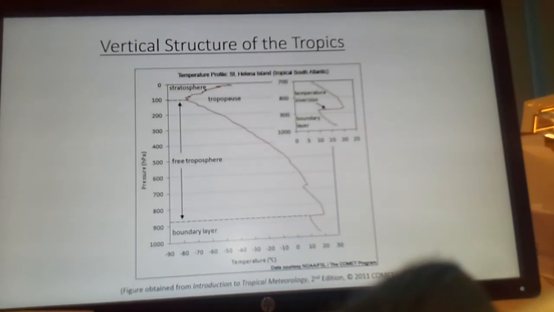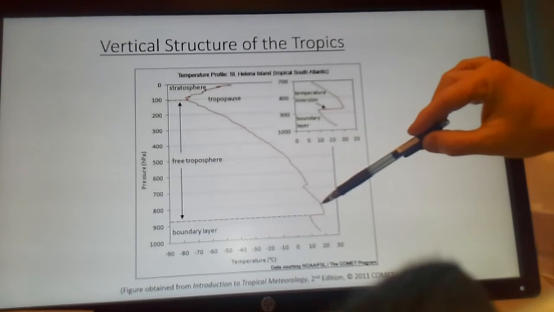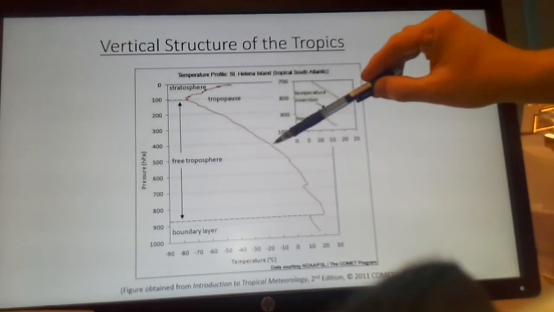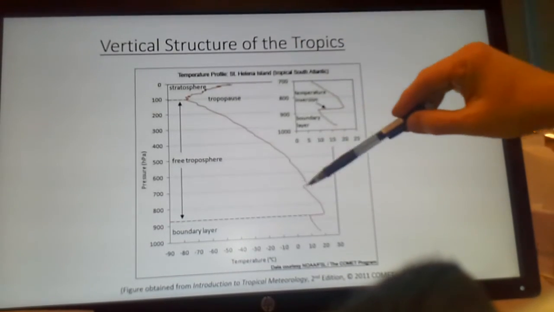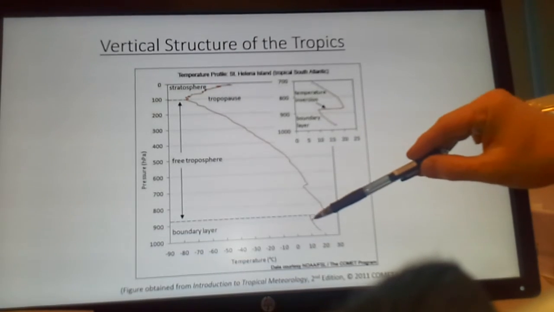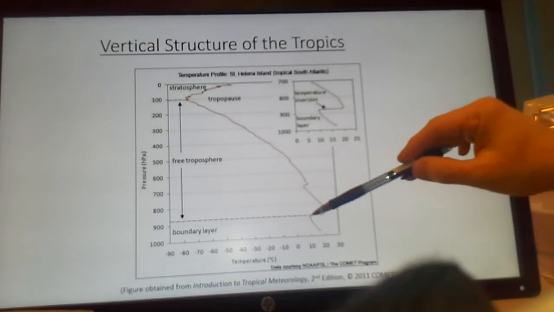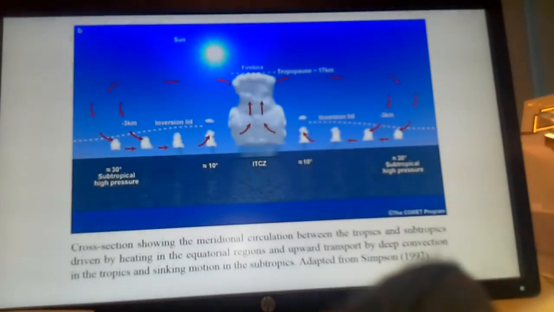Now, let's take a look at the vertical structure. Here we have an example of a sounding from St. Helena in the tropical South Atlantic. In the free troposphere, we have a lapse rate not far from the wet adiabatic lapse rate, and inside the boundary layer, the atmosphere is conditionally unstable.